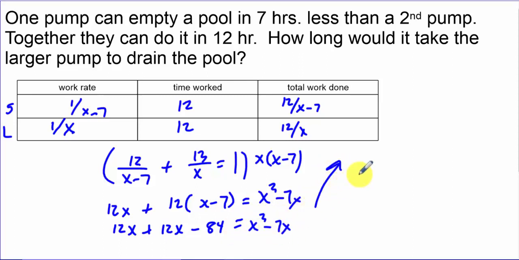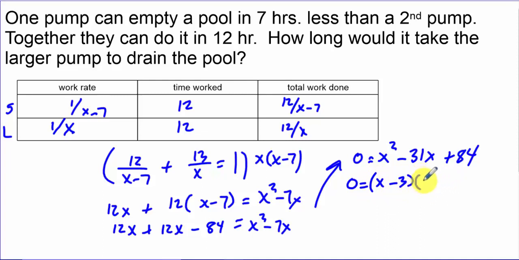I'm going to move this over to here, and set it equal to 0. So I have x squared, subtract 24 from negative 7, and I get negative 31x plus 84. This has got to be factored. So I've got x minus 3 and x minus 28, I believe. I think that'll work. So I get 3 and 28 as my values for x, right?